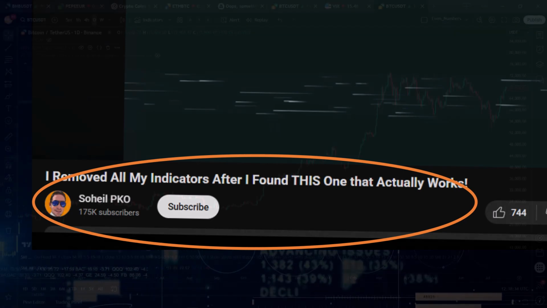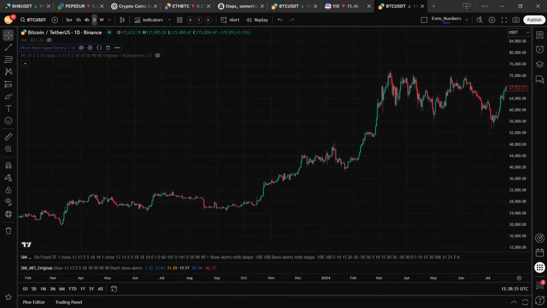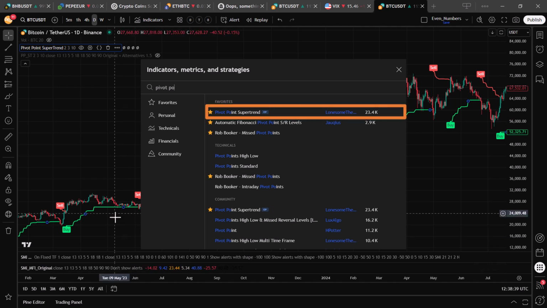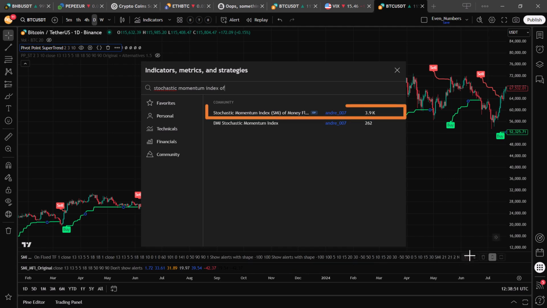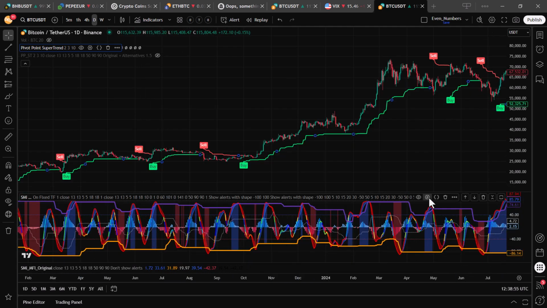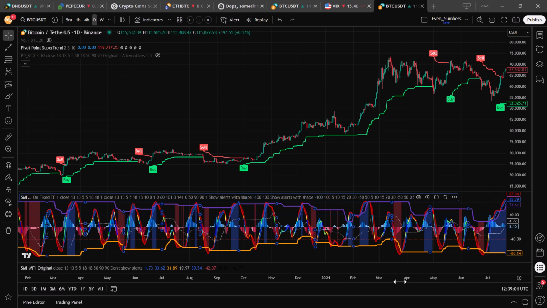The strategy uses the following trading indicators on TradingView. The pivot point supertrend indicator for determining the overall trend in the market, made by Lonesome the Blue, and the SMI MFI indicator, made by Andre007, for the actual buy and sell signals. And here we have to check that the moving average of the SMI MFI line is set with a length of 8.